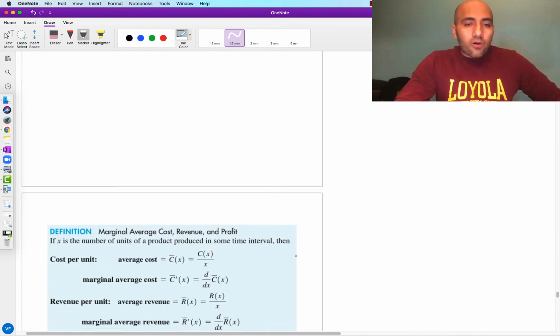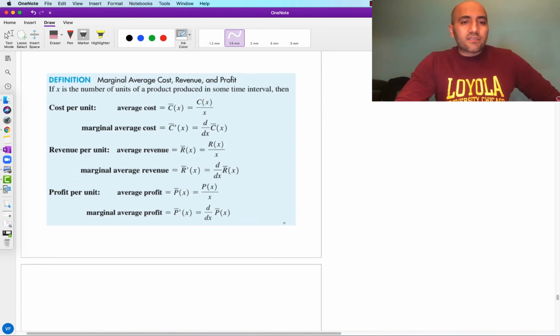Okay, so let's put them all together in one big happy box. Average cost: find the cost function divided by X. That'll be your average cost function. When you want to find the marginal average cost, step 1 is to find the average cost function, then take its derivative. The average revenue is found this way: find the revenue function divided by X. That'll be the average revenue. And then to find the marginal average revenue, take the derivative of that function. So it's important to do it in that order.